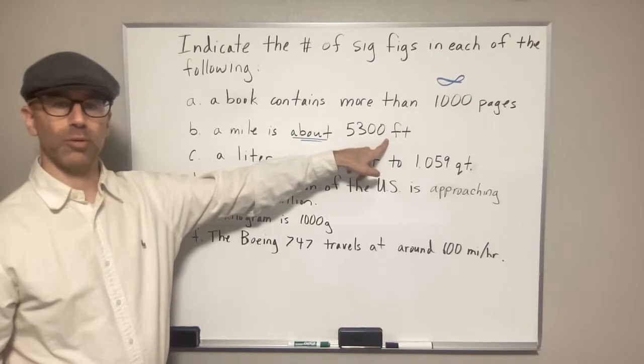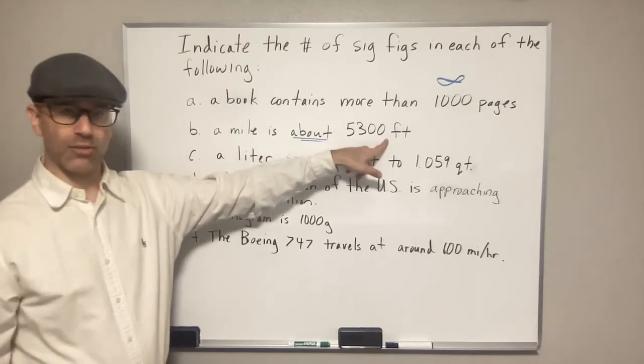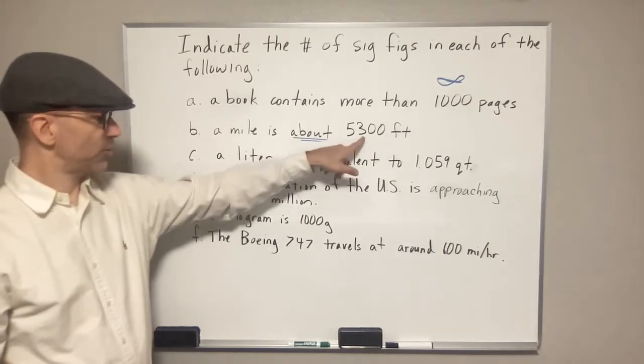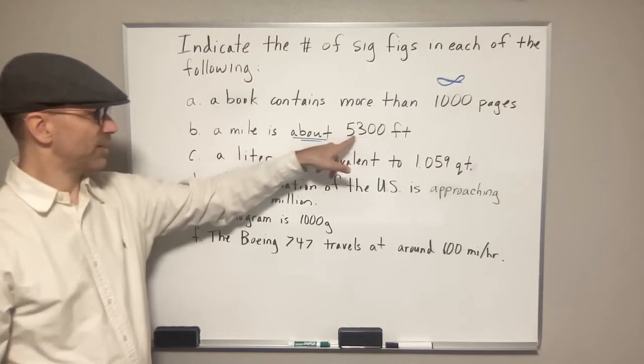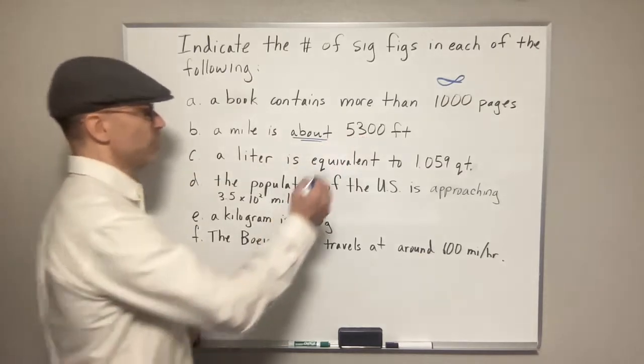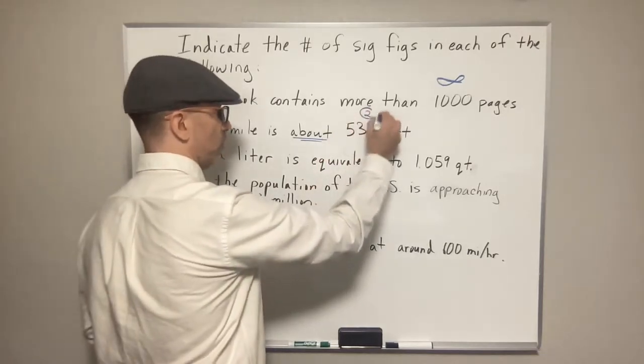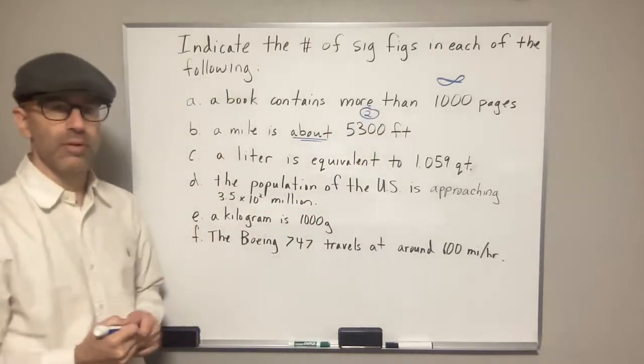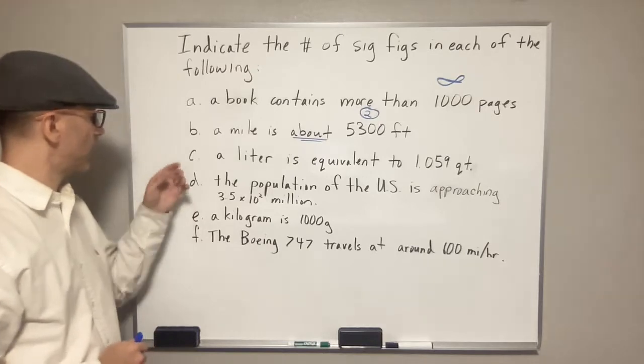Notice there's no decimal point, so therefore they're not significant. So the only digits we would count are 5 and 3. So this would be two significant figures. So the number of sig figs would be 2. What about C?